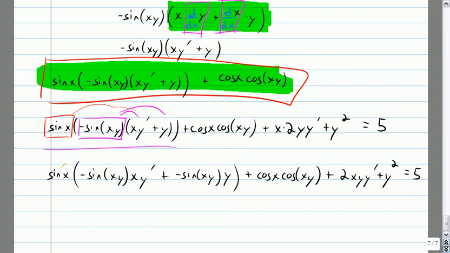Oh goodness, this has got to get distributed in now. Then you're going to have all the terms visible, and you're going to gather everything with y prime and start moving stuff around. So don't throw stuff at me. So negative sine x sine xy xy prime plus negative sine x sine xy y.